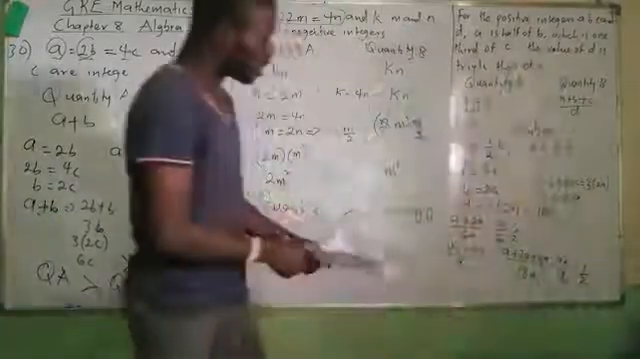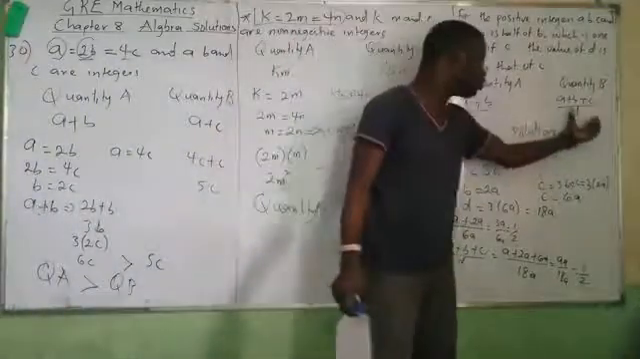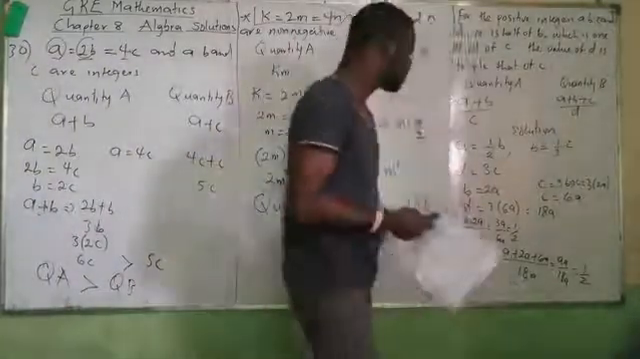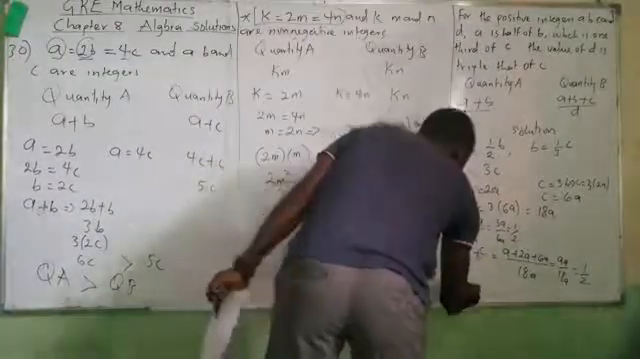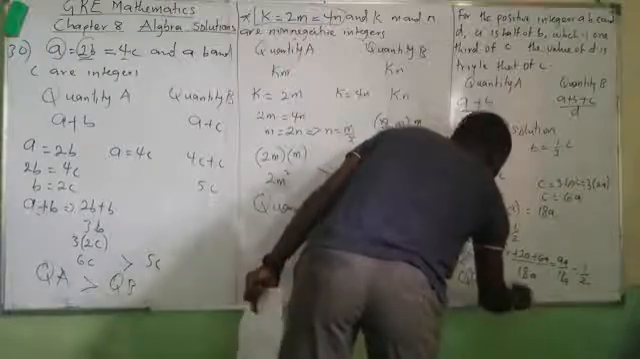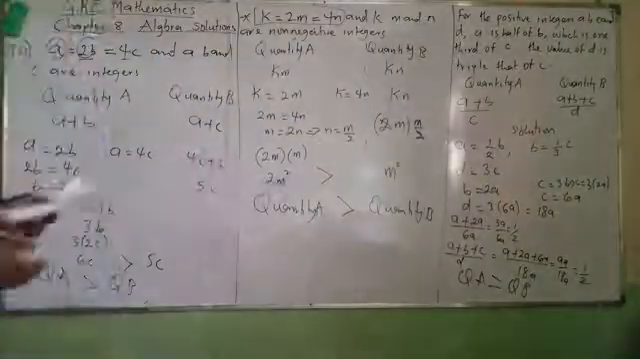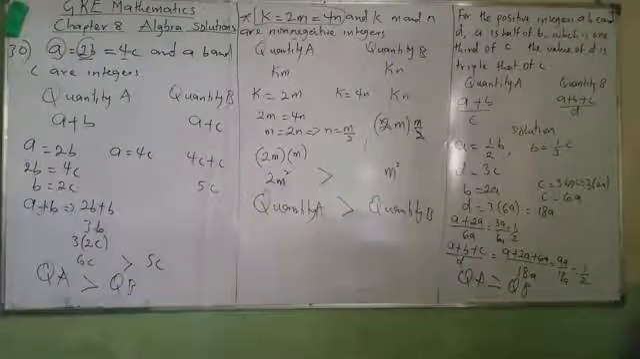Now, I'm getting 1 all over 2 for quantity A and 1 all over 2 for quantity B. It means my quantity A is equal to quantity B. That is my answer. That is all about that. Now, I have other questions here. Permit me to rub the board. Okay, I think it's getting better now.